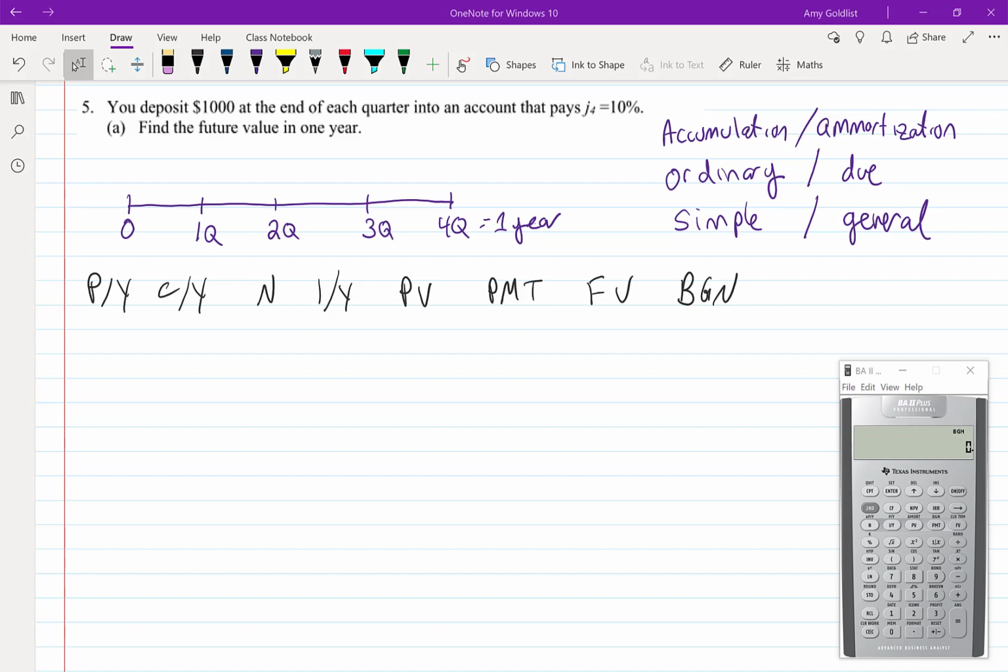5. You deposit $1,000 at the end of each quarter into an account that pays J4 equals 10%. Find the future value in 1 year. Let's go through this question.